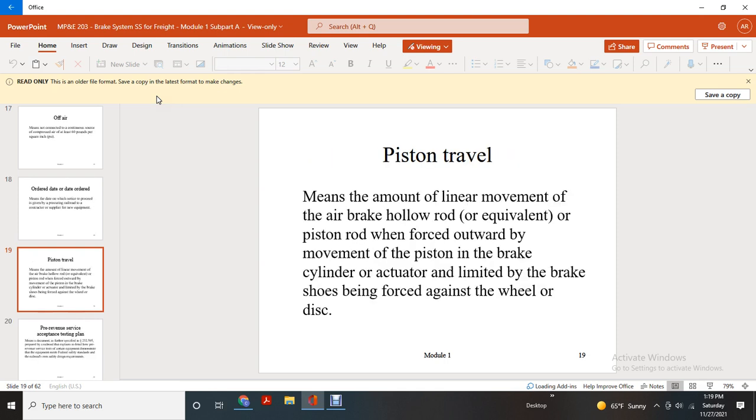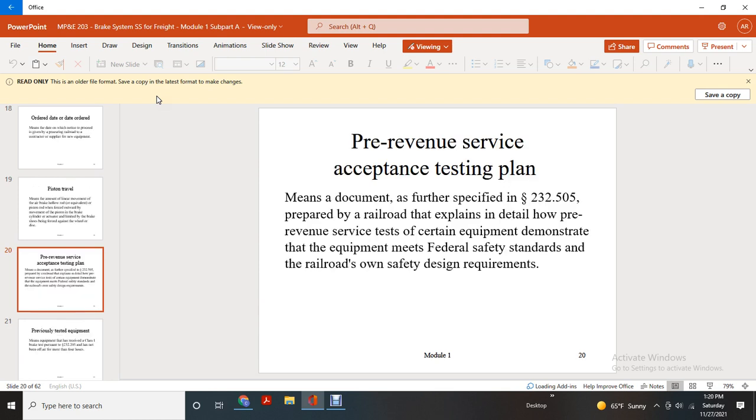Piston travel means the amount of linear movement of the air brake piston rod, the force outward by the movement of the piston in the brake cylinder and actuator, limited by the brake shoes being forced against the wheel or disc. Pre-revenue service, except for the testing plan under 232.505 prepared by the railroad, explains in detail how the pre-revenue service test for certain equipment demonstrates compliance with the federal safety standard and the railroad's own safety design requirements.